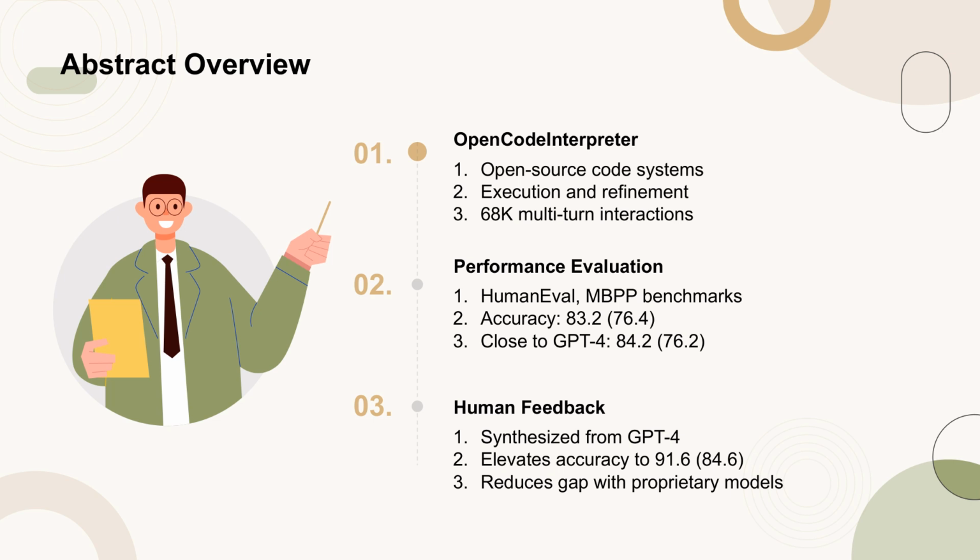The comprehensive evaluation of OpenCodeInterpreter across key benchmarks such as HumanEval, MBPP, and their enhanced versions from EvalPlus reveals its exceptional performance. Notably, OpenCodeInterpreter 33B achieves an accuracy of 83.2 and 76.4 on average on the HumanEval and MBPP, and Plus versions, closely rivaling GPT-4's 84.2 and 76.2, and further elevates to 91.6 and 84.6 with synthesized human feedback from GPT-4.